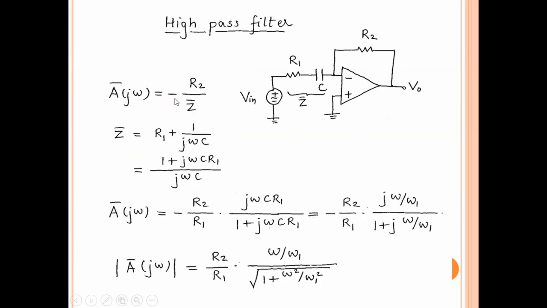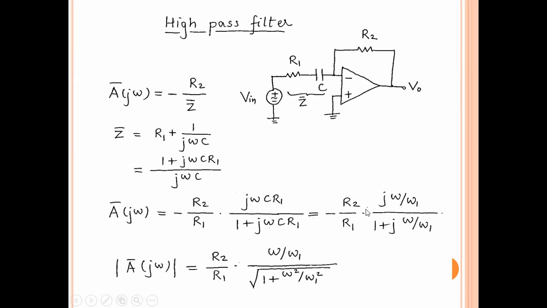So one can derive the transfer function. So A is R2 by Z, where Z is the series combination of R1 and 1 over j omega C, which can be written as (1 plus j omega C R1) by j omega C. And we substitute that in the A expression. So you'll get minus R2 by R1 times j omega C R1 by (1 plus j omega C R1).